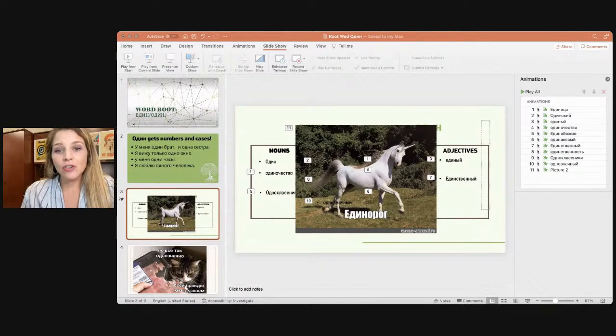Now look at this magical creature. What do we call this? You can really see how the word един can translate into English. It often translates as une, right? Рог meaning horn, unicorn, one horn. So there we go. Единорог.